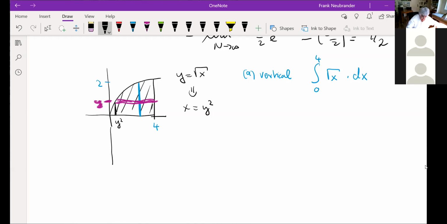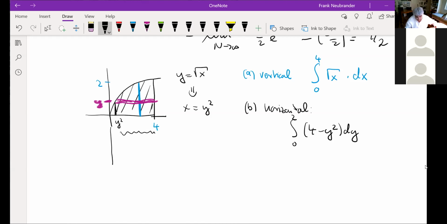Okay, now again, let's set up the area with horizontal slices. What is the area of this rectangle? It's the length. The length is from here to there, so it's right minus the left. So it's 4 minus y squared. The width is a small increment in y direction, it's dy. And you do this for all y's between 0 and 2, and you sum it up.